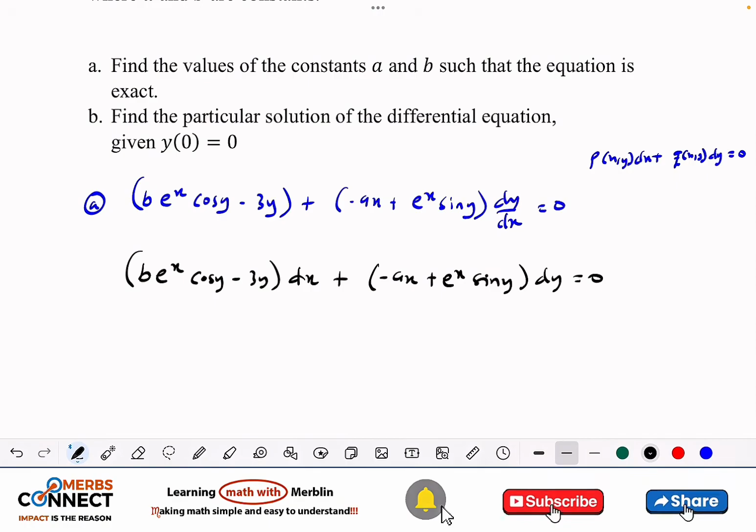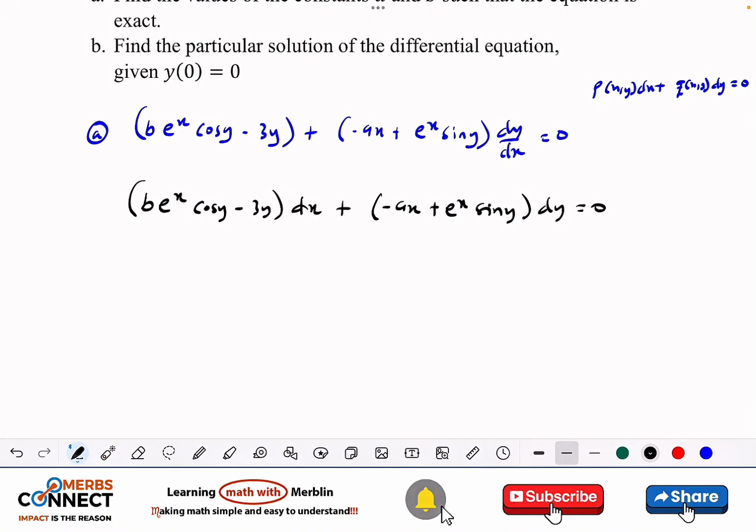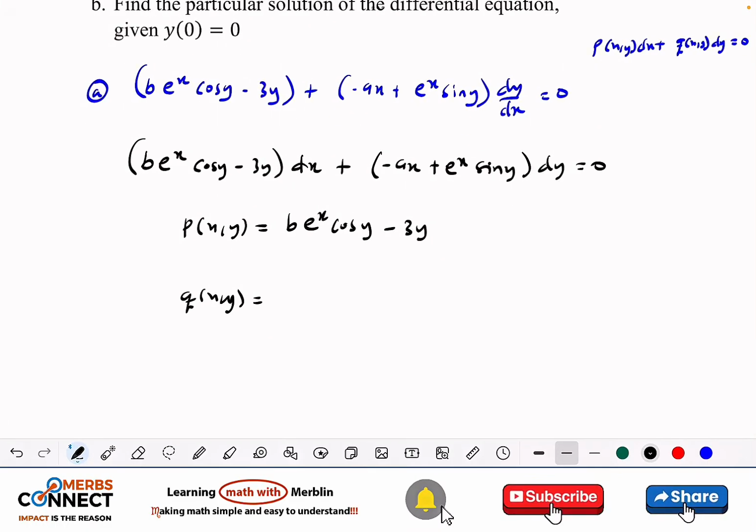So let's pick P(x,y), that's the coefficient of this, and Q(x,y), that's the coefficient of that. So P(x,y) will be equal to b e^x cos y - 3y, right? And then Q(x,y) will be equal to -ax + e^x sin y.